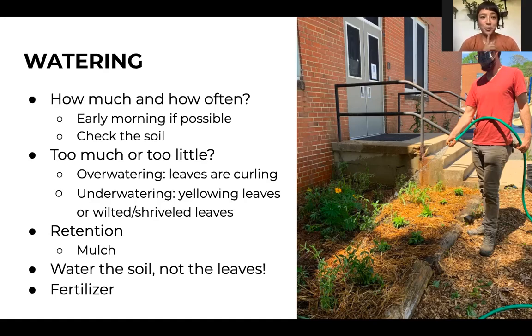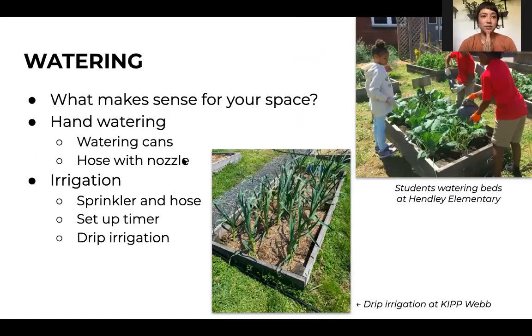Next slide, please. Really quick, and then I promise Xavier will talk about pests. So again, this is just a quick question for you to think about what makes sense for your space. Hand watering, just using watering cans or a hose with a nozzle, could be something really easy if you have a smaller space, and it's very easily managed that way. And like in the picture here, students can water for you, and it can be a fun task to do as part of your lesson plan.